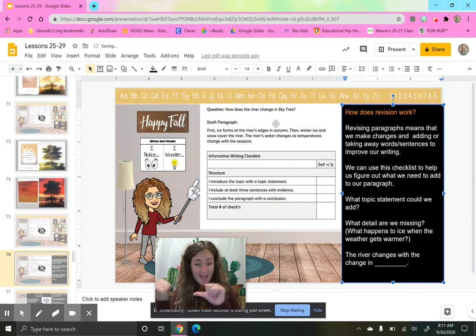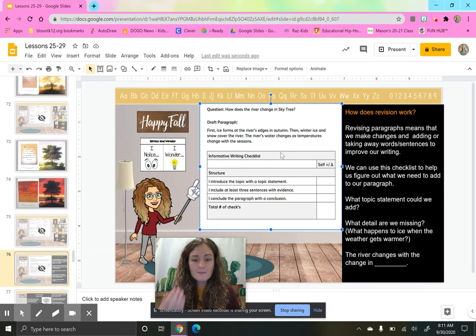Blank. In the Ed puzzle, I want you to finish our topic statement. The river changes with the change in seasons, right? It even says that in our conclusion. So here, I'm going to add my topic statement back now. The river changes with the change in seasons. First, ice forms at the river's edge in autumn. Then, winter ice and snow cover the river. First, then, and finally. So I'm missing my last detail.